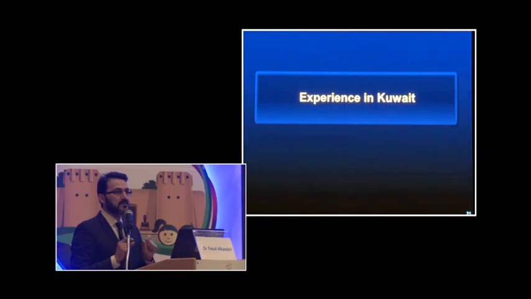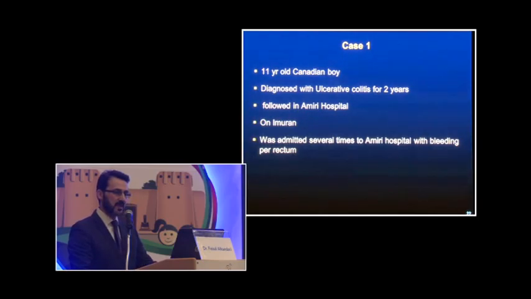I will talk now about a few cases that we experienced in Kuwait, just to show you how difficult the diagnosis and management of these patients is. The first case is an 11-year-old Canadian boy who was living in Kuwait. He was diagnosed with ulcerative colitis. He was followed in Amiri Hospital, treated with Imuran and other immune suppressive medication and steroids.